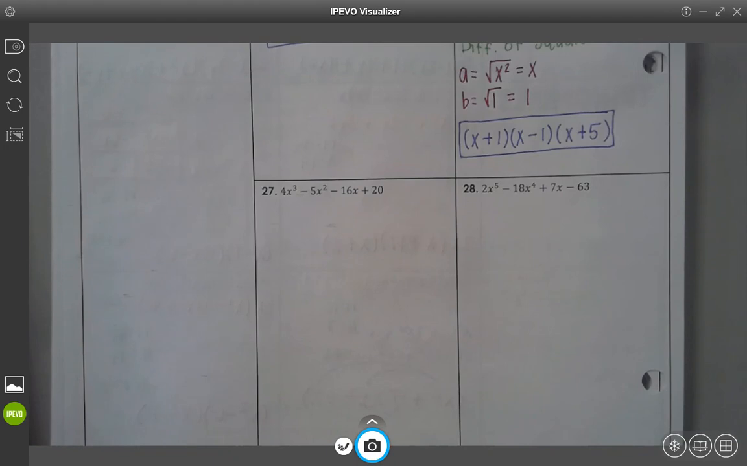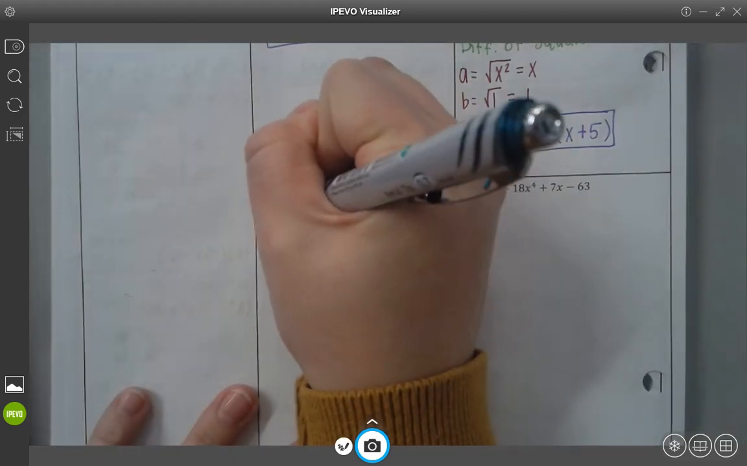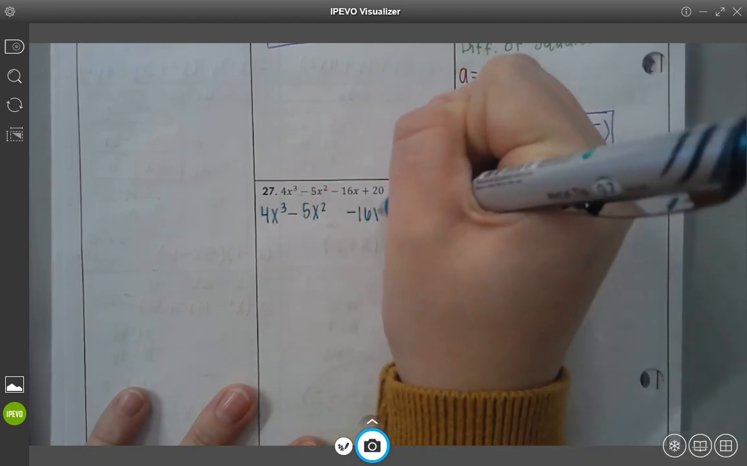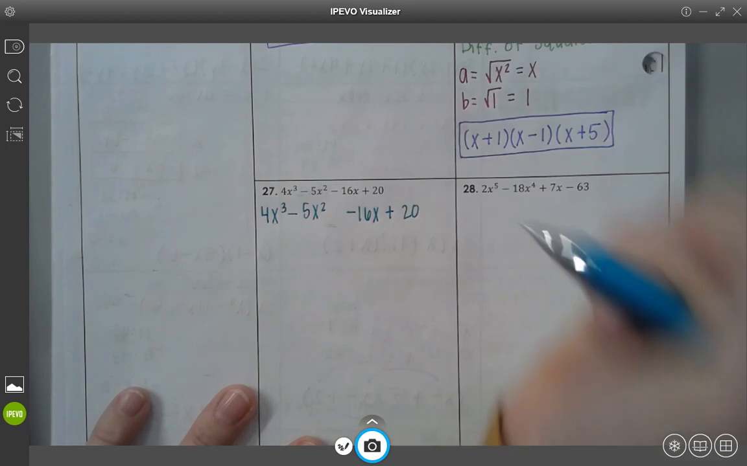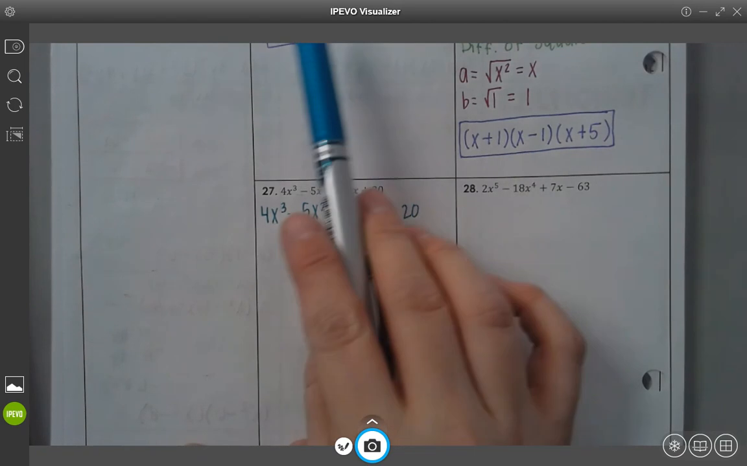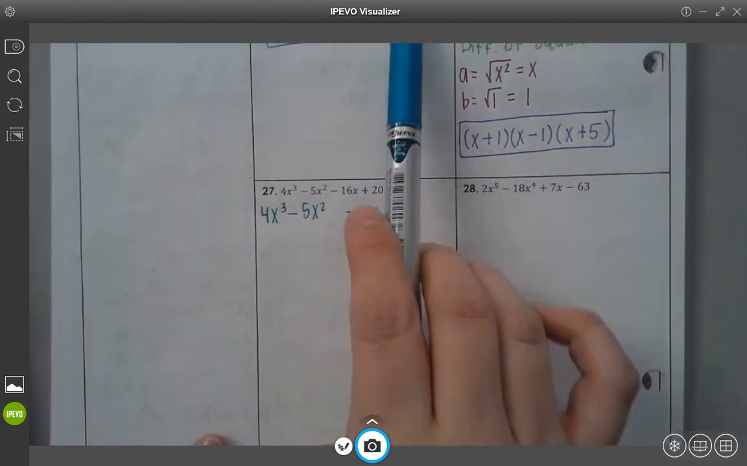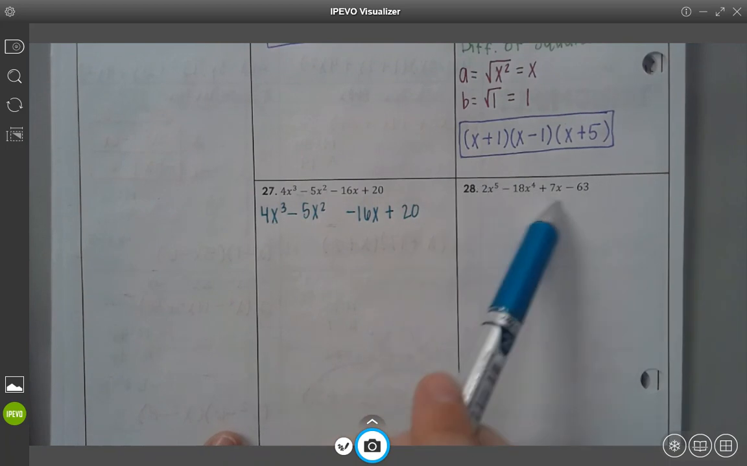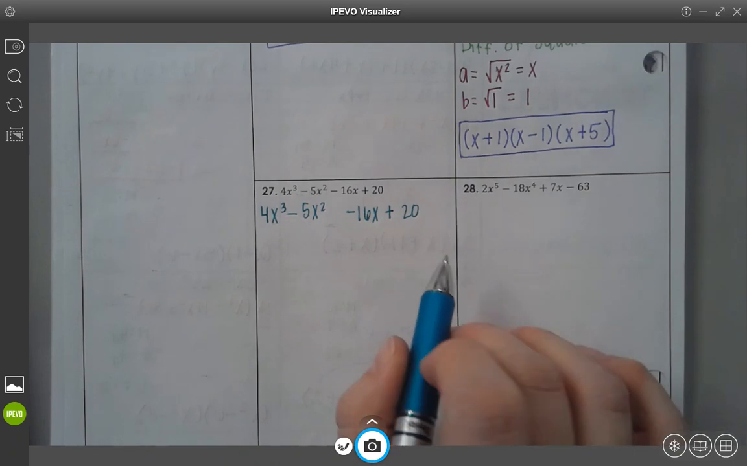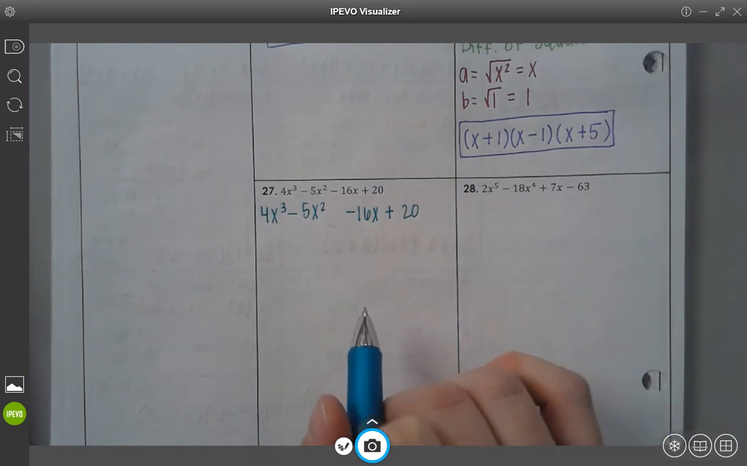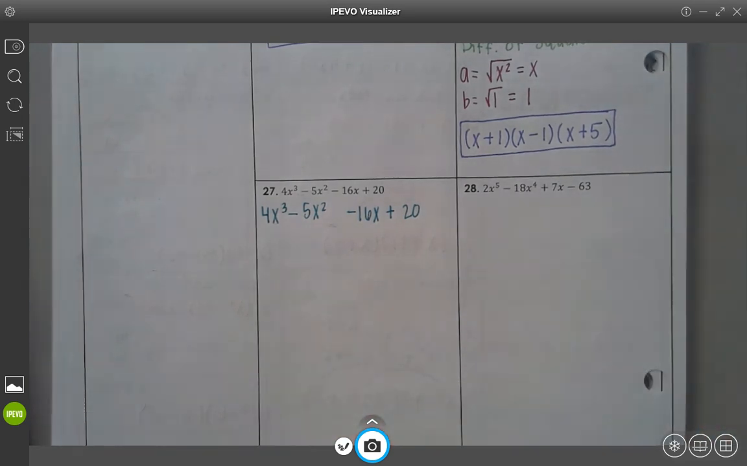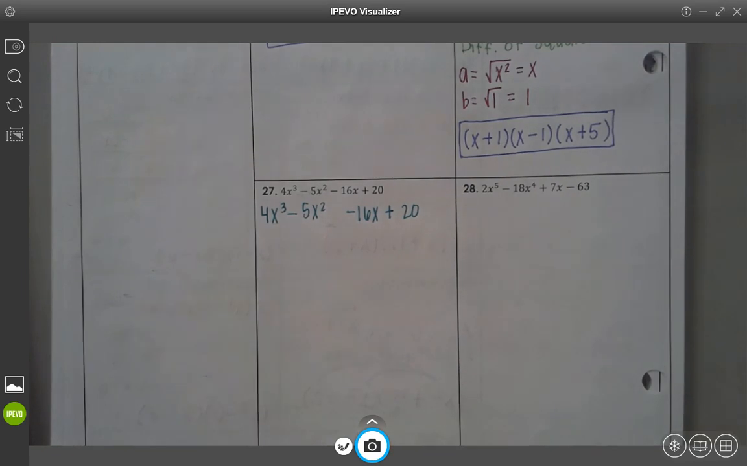Number 27. And really, from here on out, a lot of your questions you can factor like twice. It's not always a grouping question. Sometimes you can do difference of squares and then do difference of squares again. Or sometimes you can do difference of cubes and then difference of squares. So pretty much from here on out, you've always got to be watching out for those.